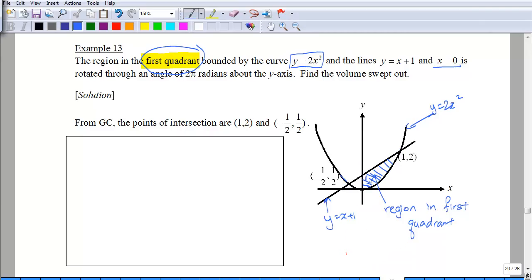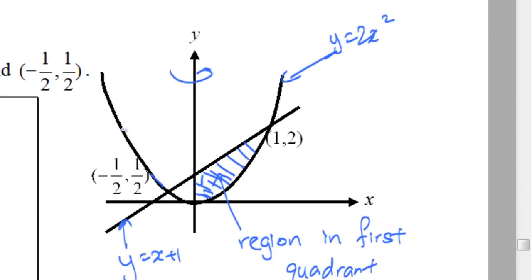Now, when we revolve this shaded region about the y-axis, from the experience of earlier examples, we should know that we need to first consider a big volume that's generated by the whole blue shaded region here. When we revolve it about the y-axis, it generates this bigger volume that is bowl-shaped.